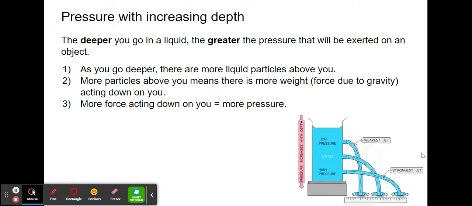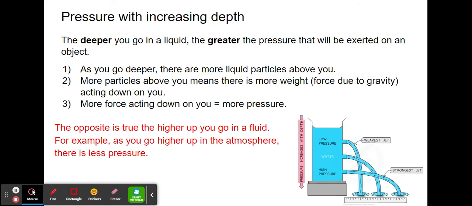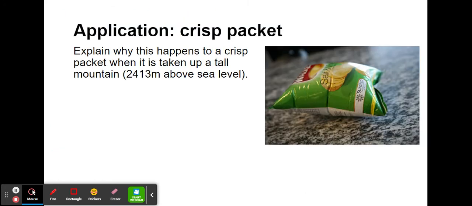If we look at this example here, this is something called Torricelli's tower. At the bottom here, with high pressure, we've got this much water above it. However, at the lower pressure section at the top, there is less water above it, so there's less force, less pressure, and so you get a weaker jet. So the deeper we go, the more pressure there will be. The opposite is going to happen the higher up we go in a fluid. For example, as you go higher up in the atmosphere, there is going to be less pressure because there are less air particles above you, so less weight, so less pressure.